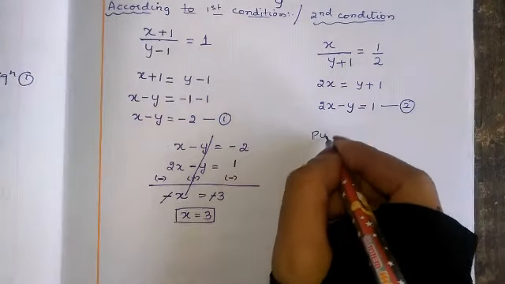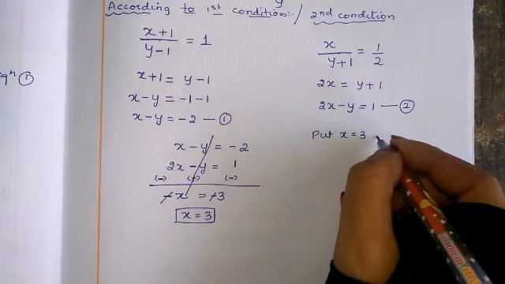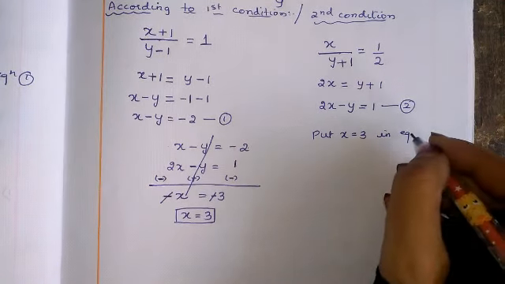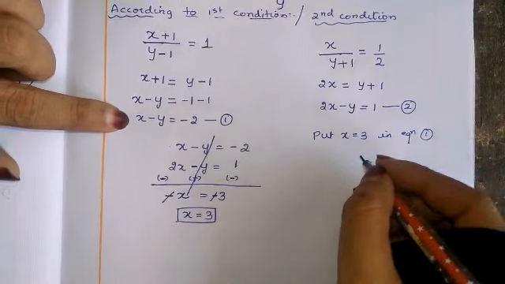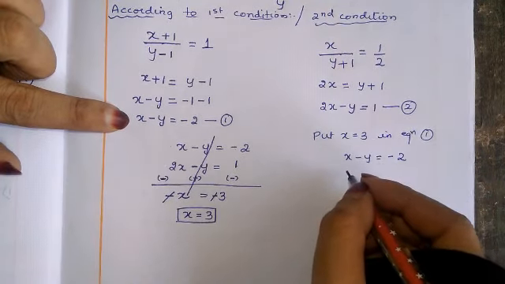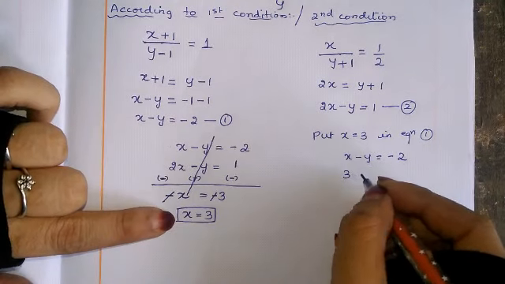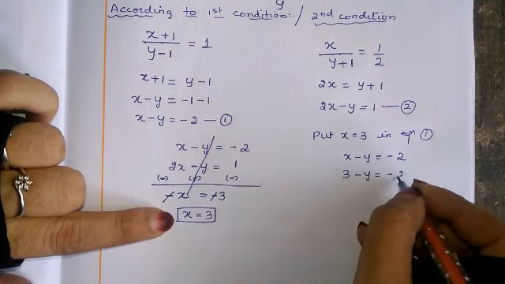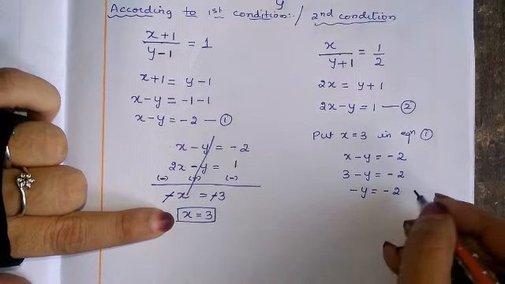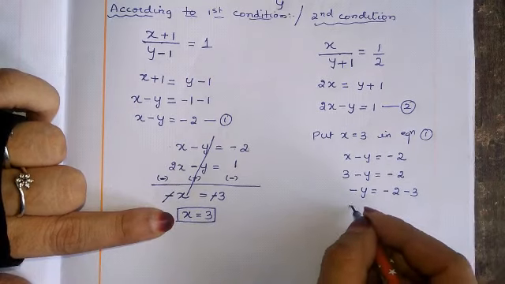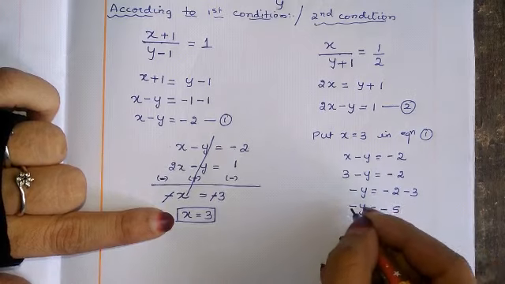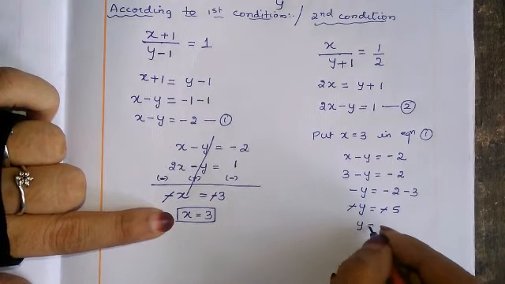Put x equals 3 in equation 1 or 2, whichever equation we want. Okay, equation 1 I'll take. x minus y is equal to minus 2. x is 3, so the value of x is 3, minus y is equal to minus 2. Now minus y I'll keep here only, minus 2 here only, and 3 we will bring this side. It becomes minus 3. Minus y is equal to minus 2 minus 3, which is minus 5. Minus minus got cancelled. y is equal to 5.